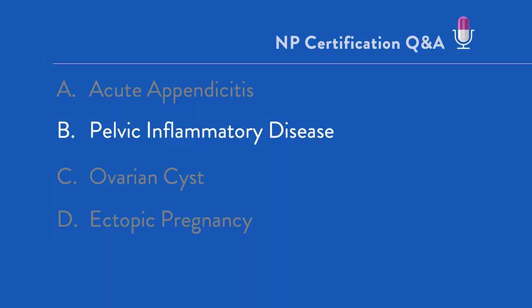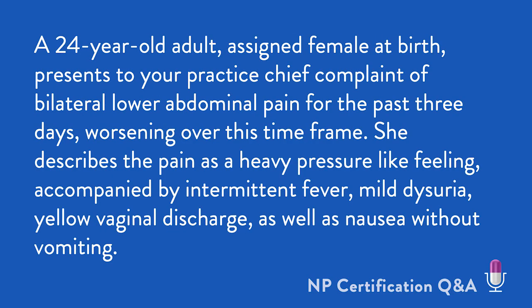With this as background information, let's take a look at the question again, the proposed answers and responses and rationales. One major issue here, when you're coming up with a diagnosis, you always need to know what the typical presentation of the disease is. 24-year-old adult, assigned female at birth, presents to your practice with a chief complaint of bilateral lower abdominal pain for the past 3 days, worsening over this time frame.